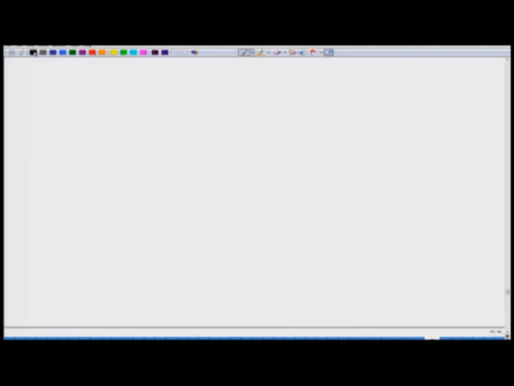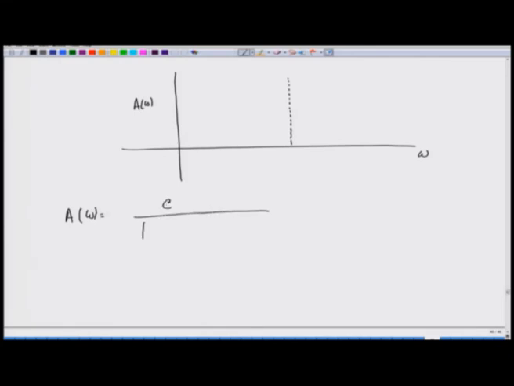So, if I were to plot the amplitude as a function of frequency of applied force, what does the amplitude look like? A(omega) is some constant f over m divided by square root of (omega 0 square minus omega square) square plus gamma square omega square. It looks like this. It reaches a maximum very close to here and then comes down. This is what it looks like. So, it reaches maximum near omega 0.